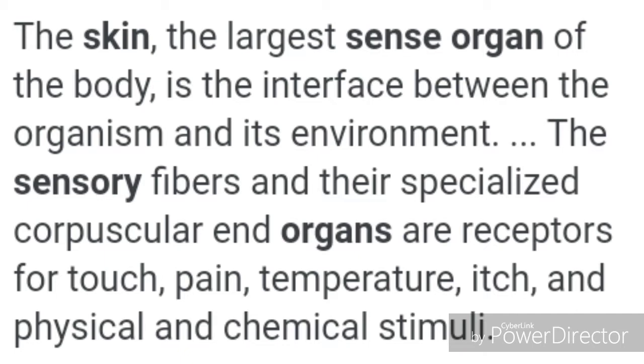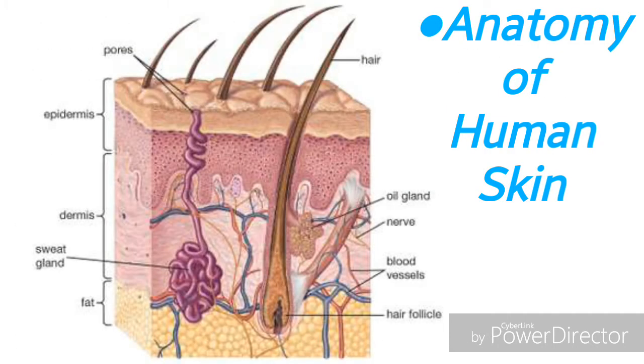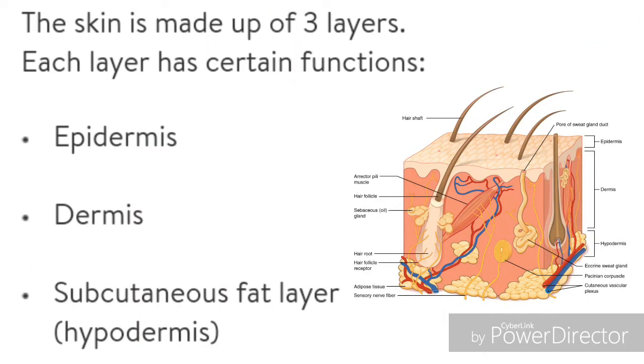The skin, the largest organ of the body, is the interface between organism and its environment. The sensory fibers and their specialized corpuscular end organs, or receptors for touch, pain, temperature, itch, physical and chemical stimuli. The human skin is made up of three layers. Each layer has certain functions. Epidermis, dermis, and subcutaneous fatty layer called hypodermis.